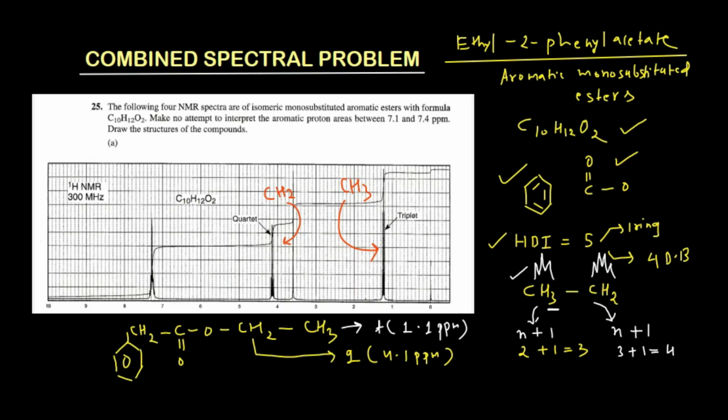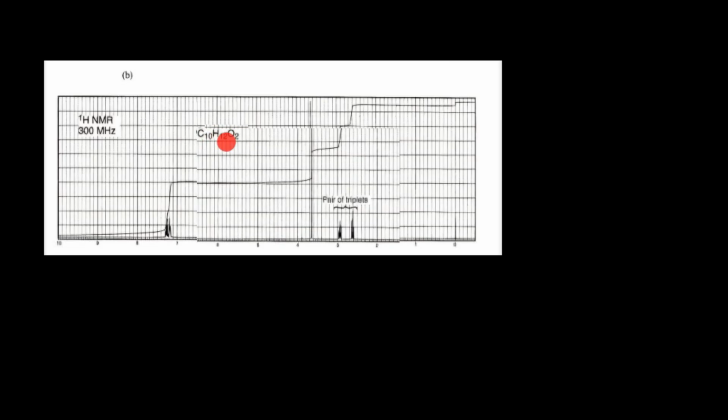Now moving to the next one. The same thing is given here, C10H12O2, because this is the isomer, and here you can see you are having 3 different peaks. A very large singlet is given here, which has a very high integration. And then the pair of triplets, that means 2 triplets are there. And how can we say that 2 triplets are there in the structure?